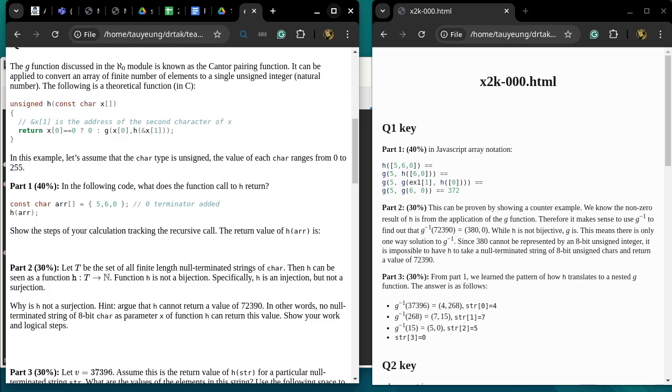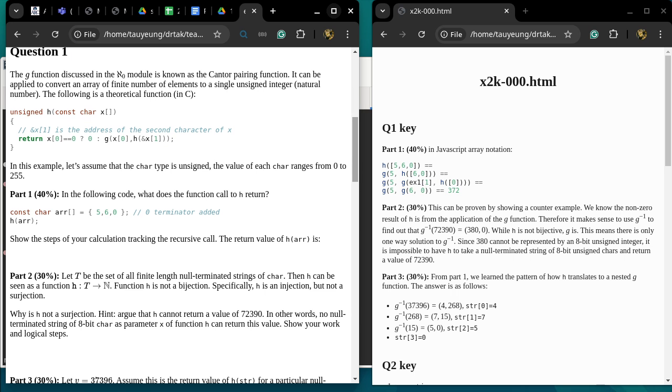So question number 1 is asking about the aleph null module, function G. And I apologize that this is probably throwing some people off here because we never talked about the proper name of the G function. It's called the Cantor pairing function. That's the official name.